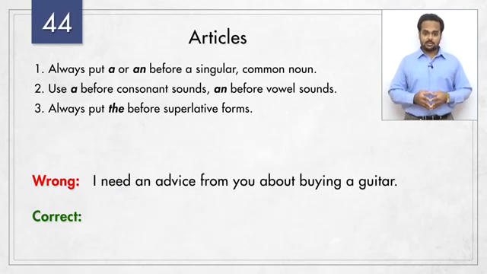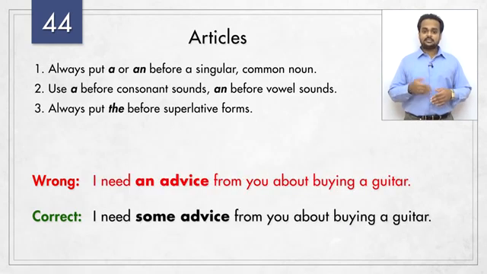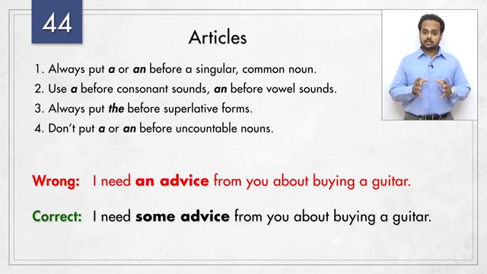Here's another extremely common error. "I need an advice from you about buying a guitar." Here we need to say I need some advice from you, or we can just say I need your advice about buying a guitar. Advice is an uncountable noun, and we don't use a or an before uncountable nouns. Now, English can be a crazy language sometimes. Idea is considered countable, but advice is considered uncountable. So you can say an idea, but you cannot say an advice.